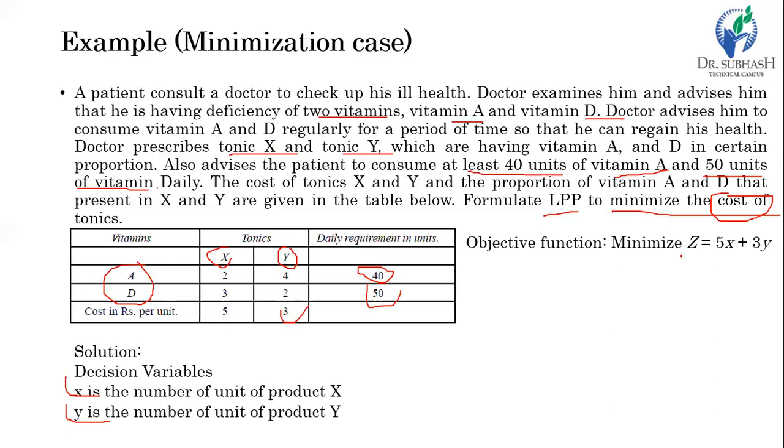So minimize z equal to 5x plus 3y. This is the objective function, and it must be clear that it is a minimization case here. Now let's move on to the constraints.